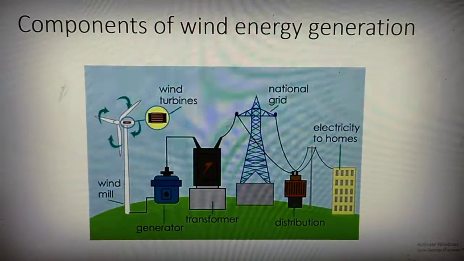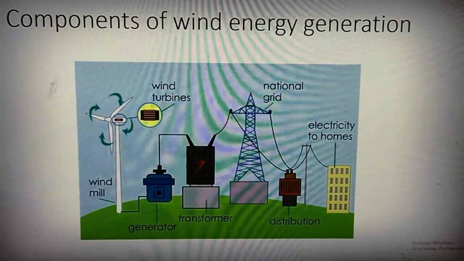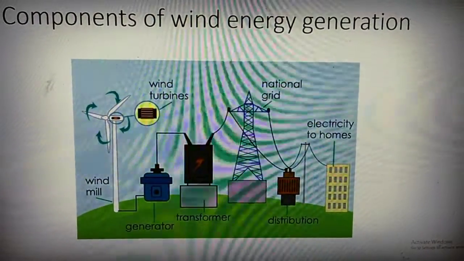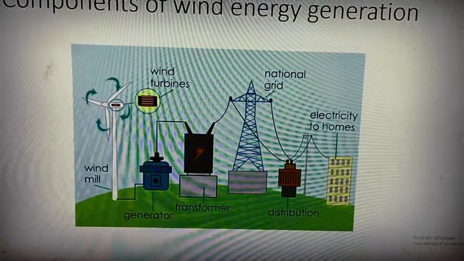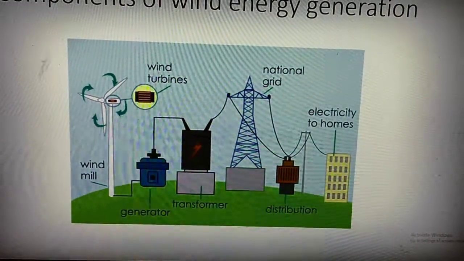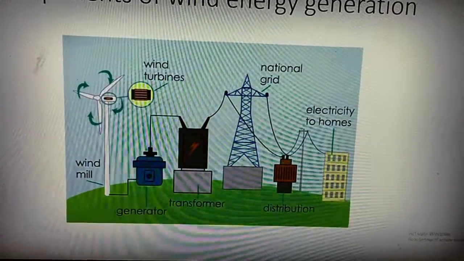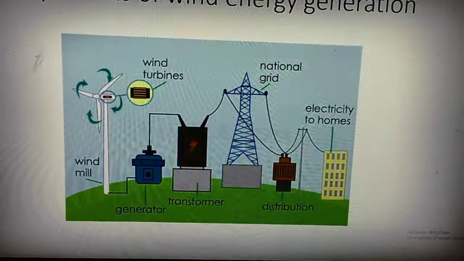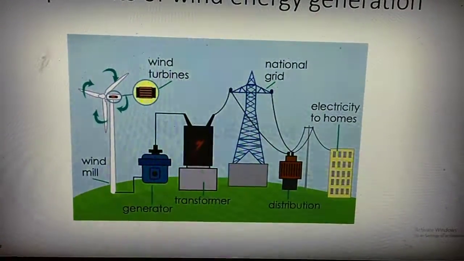So this is the windmill set. That is the component of the wind energy generation. Here the wind turbines rotate and generate electricity. Through the generator, it is transferred to the transformer. From the transformer, the national grid receives this wind electricity, and the distributing system distributes this electricity to a number of users.